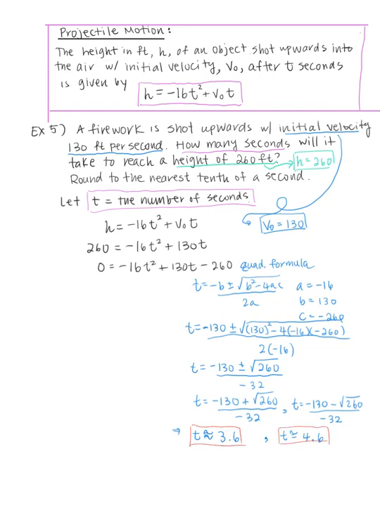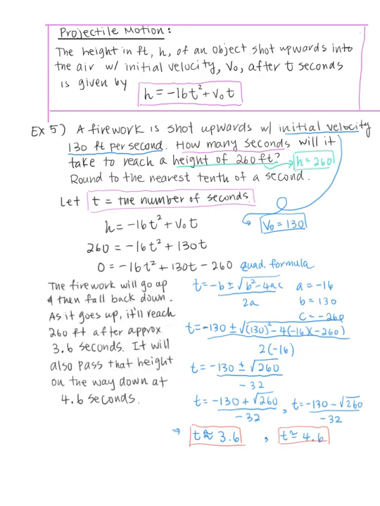Now let's translate. What did t stand for? That's exactly what we wanted, and t is the number of seconds. So to answer this question, we could say that the firework will go up and then fall back down for sure. And as the firework goes up, you'll reach 260 feet after approximately 3.6 seconds. And then it will also pass that height on the way down at 4.6 seconds. So let me just try to write that down. And I'm gonna box this long story as our final answer.